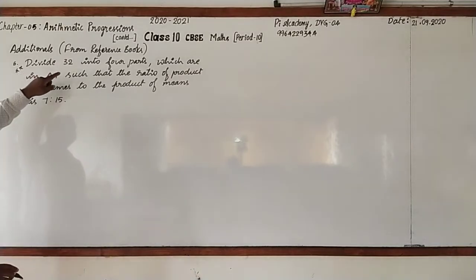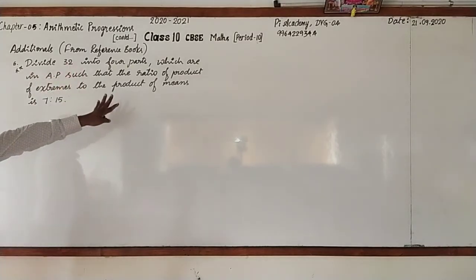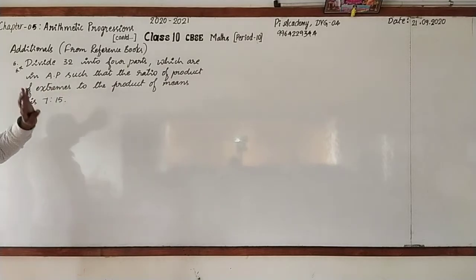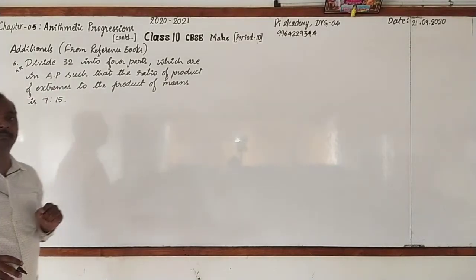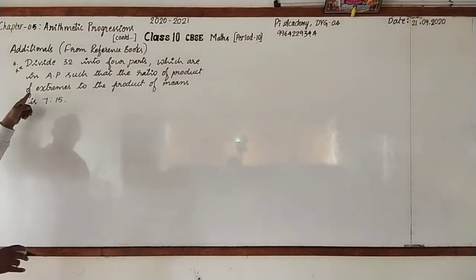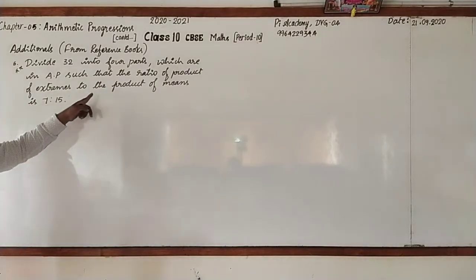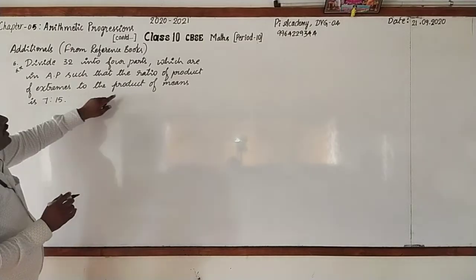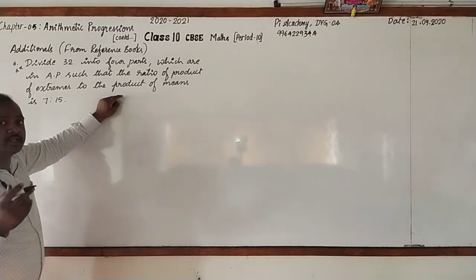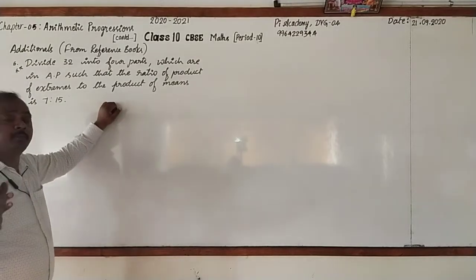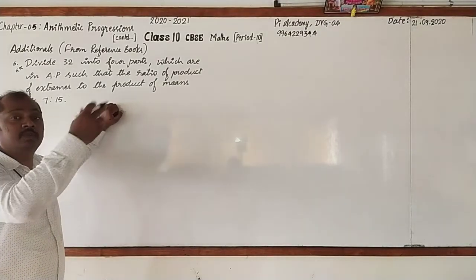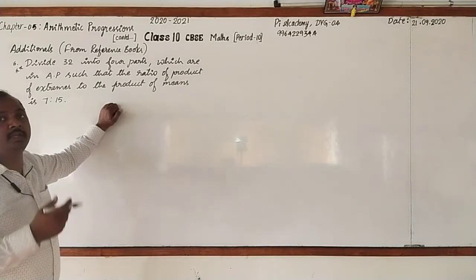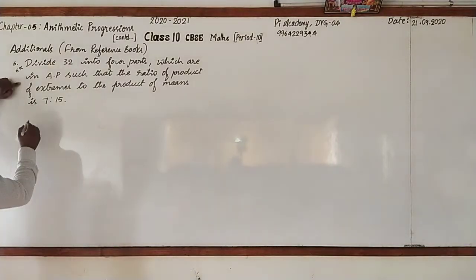Go through the given statement and copy this. Divide 32 into 4 parts which are in AP, such that the ratio of product of extremes to the product of means is 7:15. Is it not simple? Definitely. We know how to take the terms when they are in AP. But here they have asked you to test your previous knowledge as well. In case of proportions, we have come across extreme terms and middle terms, the mean terms. Here also we are going to use them.